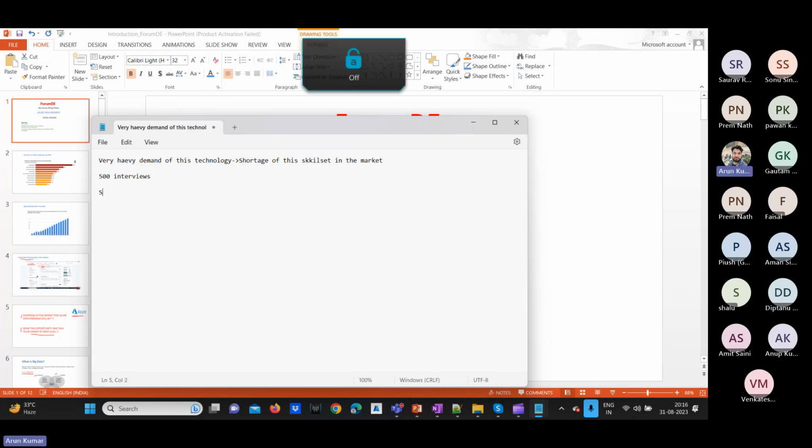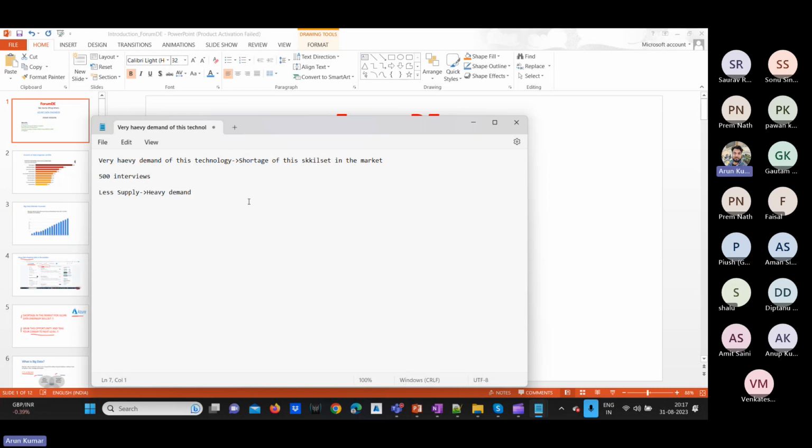This technology has very little supply, and the demand is very heavy. It means in companies, the requirement for Azure data engineers is very high, but the supply is very less. Why is the demand so high?